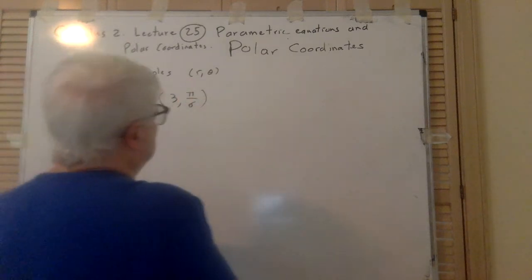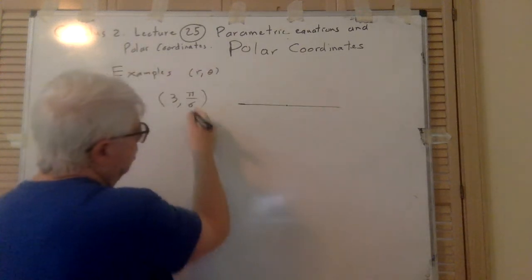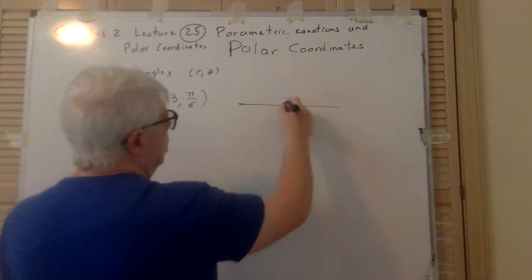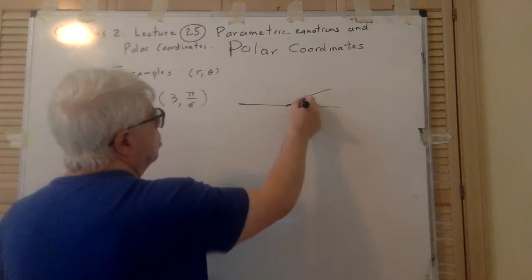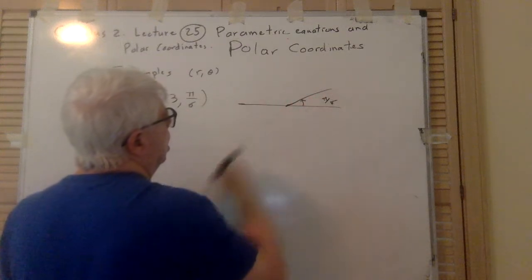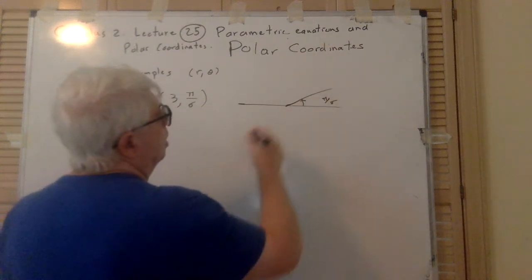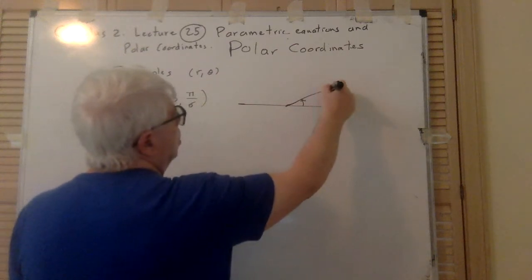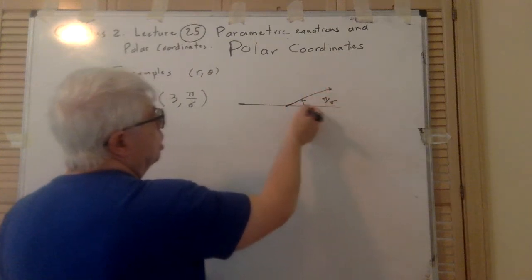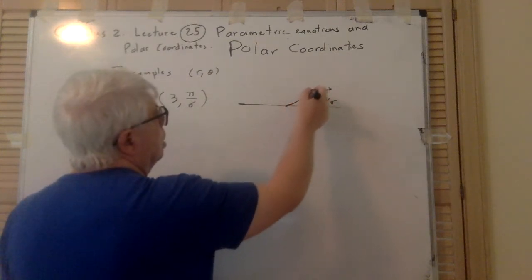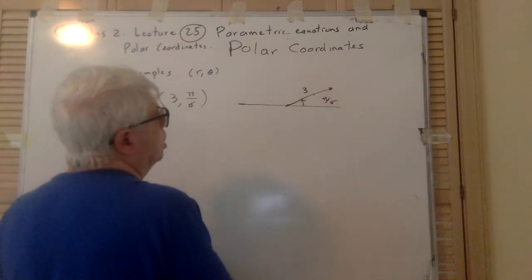So how do you locate this? Locating is very easy. You go first with the angle. If it is positive, we go this way, negative, we go this way. So you draw a line which makes this angle, if it's positive, this way, 5π/6. And then on this new axis, if this is positive, you go this way in the positive direction. So this is 1, 2, 3. So this is 3 in this direction.